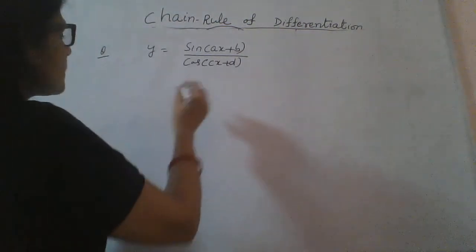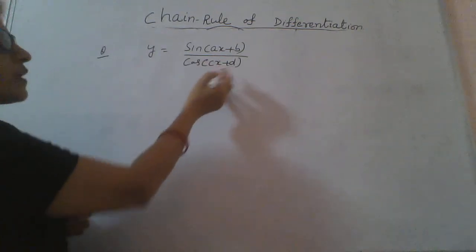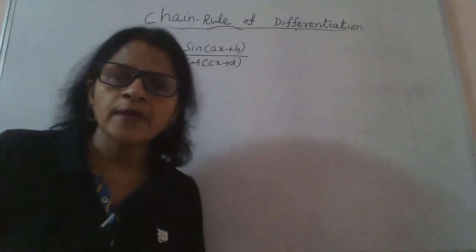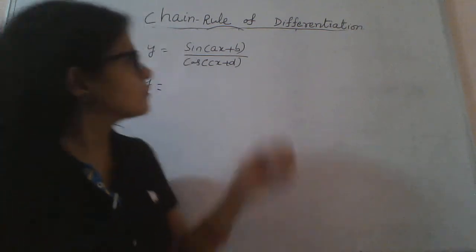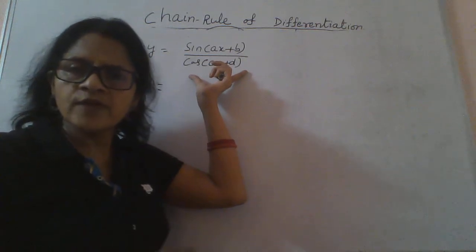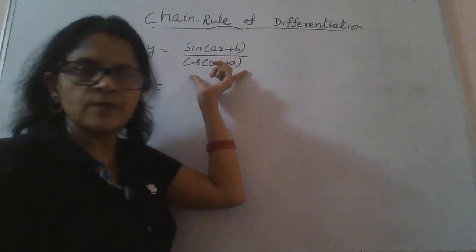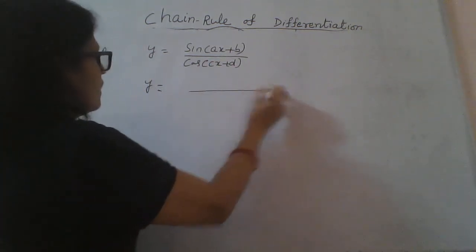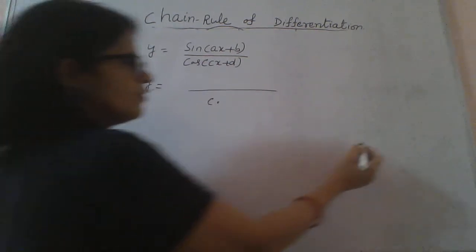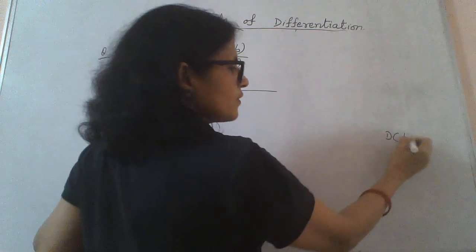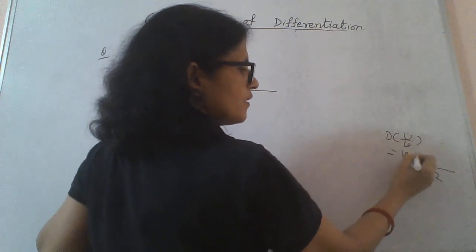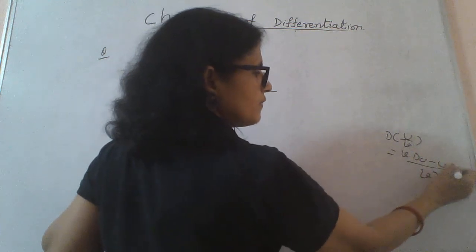So here you see the next question is y equal to this. y is sin ax plus b divided by cos cx plus d. Here you see it is just like u by v, which means first of all we will apply the quotient rule.